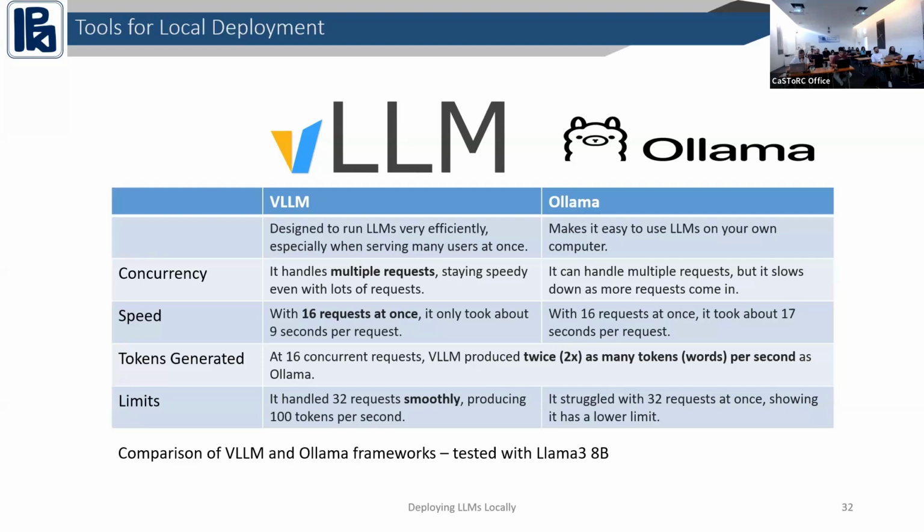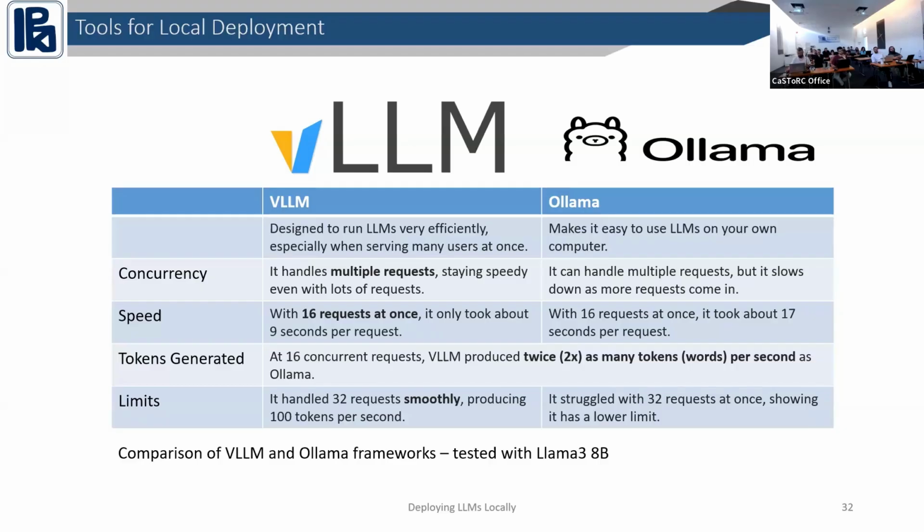So there are four main pillars that you can think of when you want to do the local deployment: the concurrency. So vLLM usually handles multiple requests and stays steady, even with a lot of requests as they come in. We're going to find out today if this is true, if you're using it with multiple users at the same time. Now, speed also.